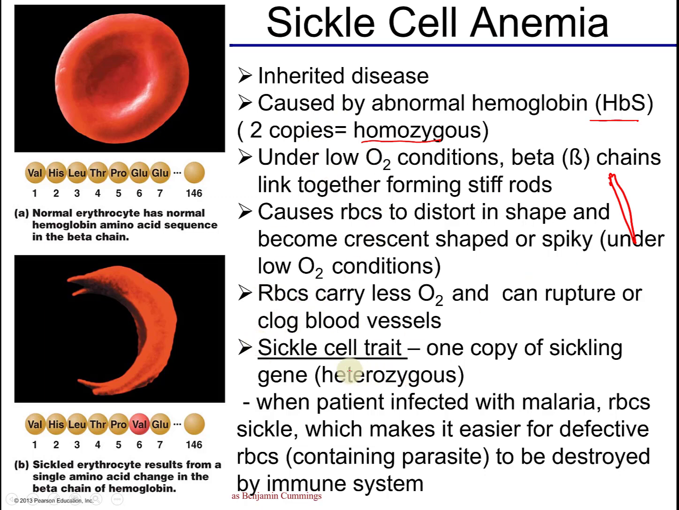Now, if you've only got one copy of the sickling gene, so you only have one HbS, but the other hemoglobin is normal, then you're said to have sickle cell trait. People with sickle cell trait often do not have symptoms. But when people who have sickle cell trait are infected with malaria, it somehow gives them resistance to the malarial parasite and allows them to resist malaria. And this is an example of coevolution.